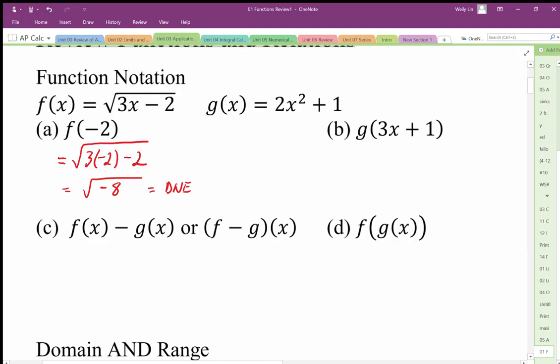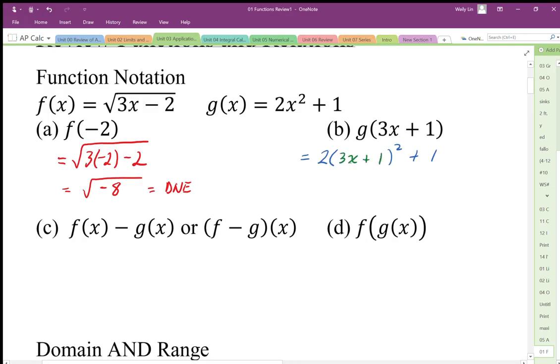Okay, so for b, we're now defining the g function. And in this case here, we can substitute not just numbers, but we can also substitute expressions in for the variable. So here we're going to define the g function as 2x squared plus 1. So this function notation is going to mean this. We have our function 2x squared plus 1. And inside that, we are going to embed the 3x plus 1 into that function.